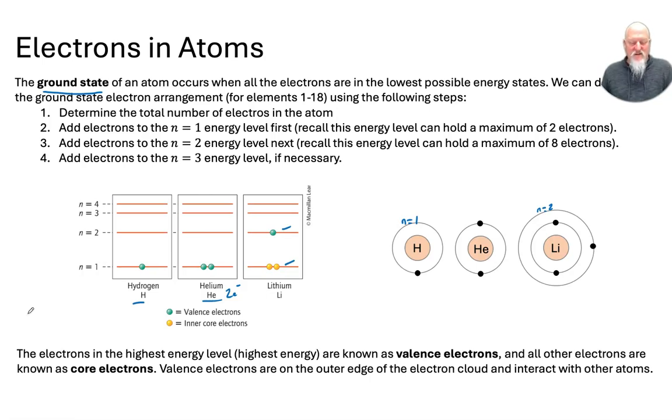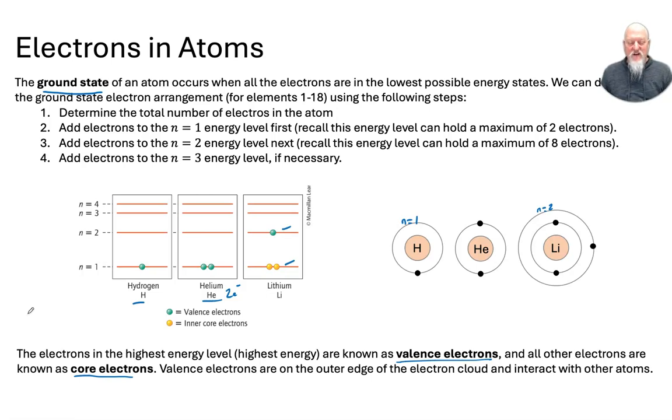The electrons in the highest energy level are called valence electrons, and those that are not in the highest energy level are called core electrons. So basically, electrons that are not valence electrons are the core electrons. Valence electrons are the ones that are farthest away from the nucleus, and those are the ones that are going to do interactions with other atoms.